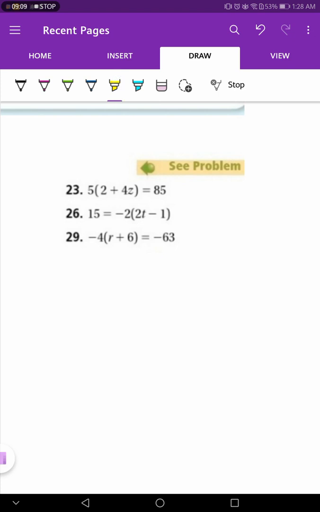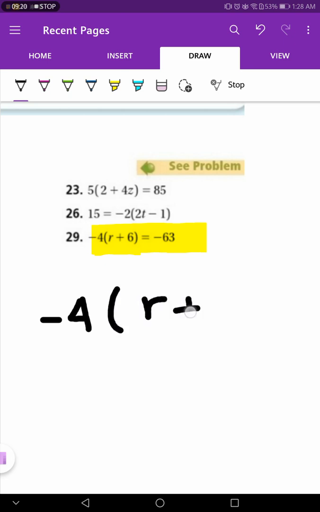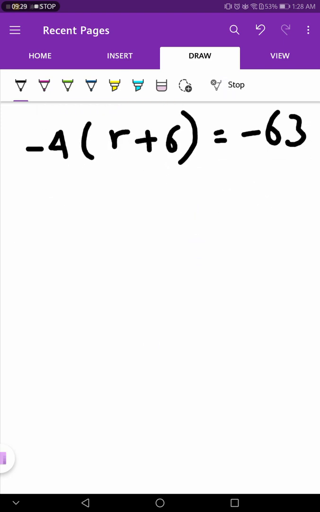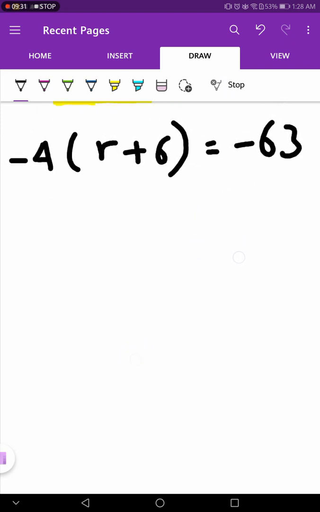Okay, let us solve the last question here. This one. It is -4 multiply 4 plus 6 equal -63. Okay, you have this equation. What do you have to do first? Tell me.